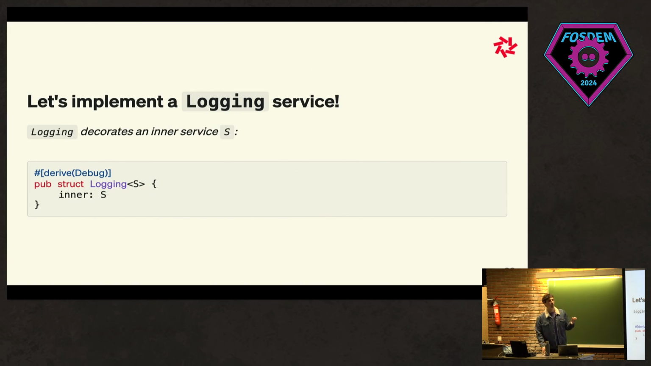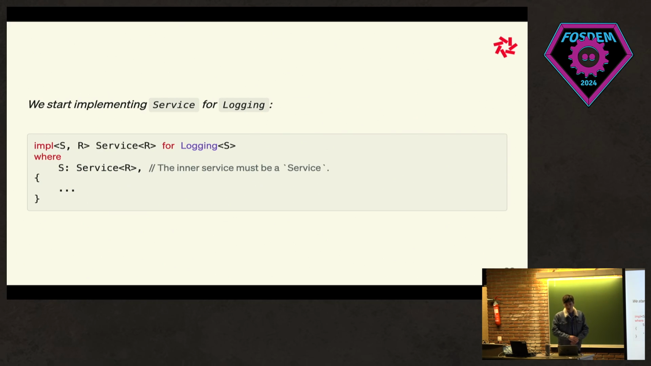So we built a simple hello service. We're going to build a middleware on top of it. That's our logging service. We want our logging service to work with our hello service, but ideally we'd like it to work with any kind of service that implements the trait. So we're going to make it generic. So Logging has a type parameter called S that will be the inner service. And we start implementing Service for Logging.